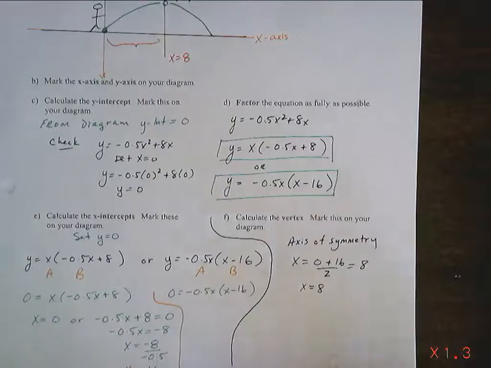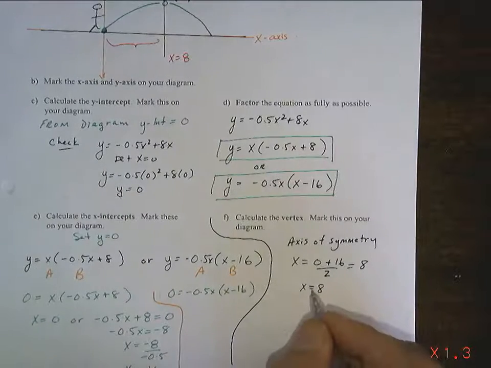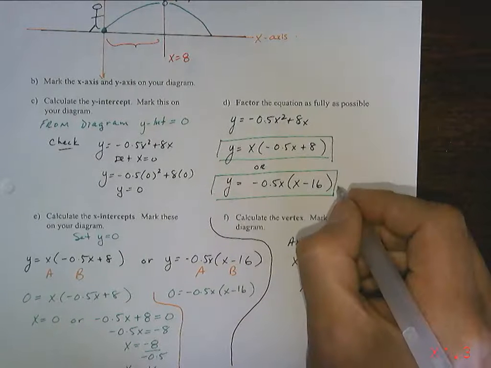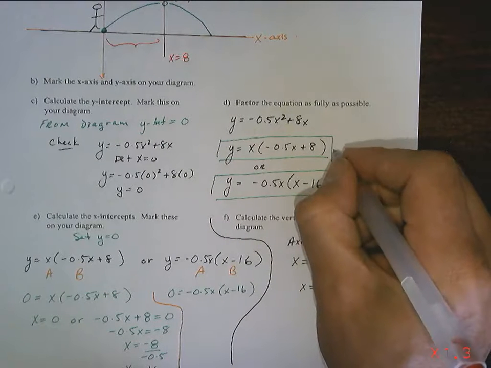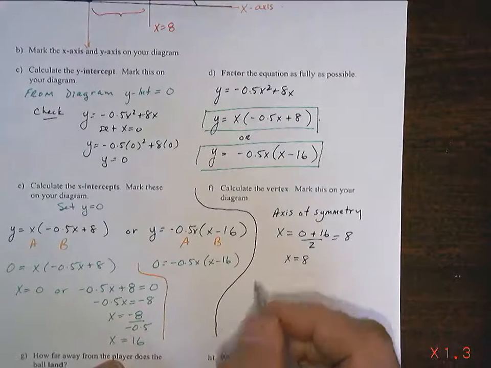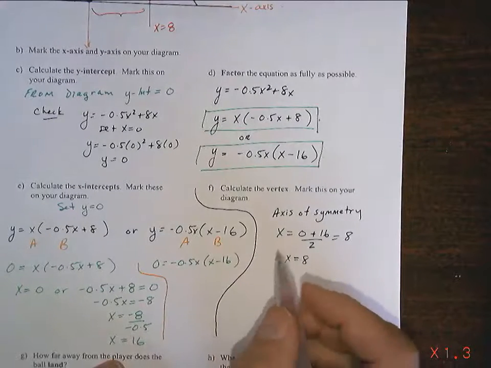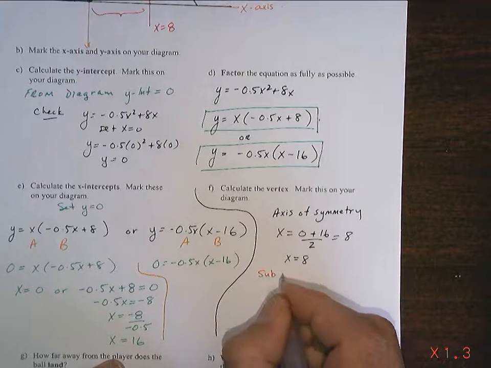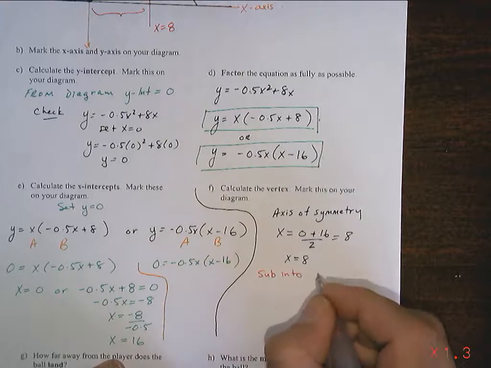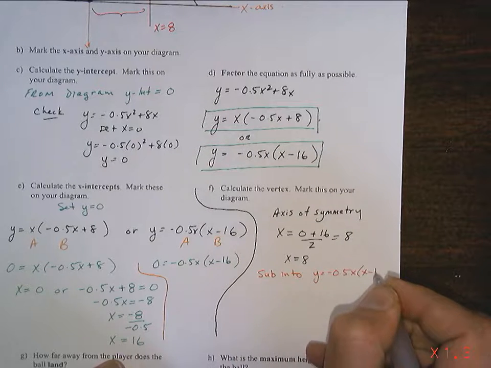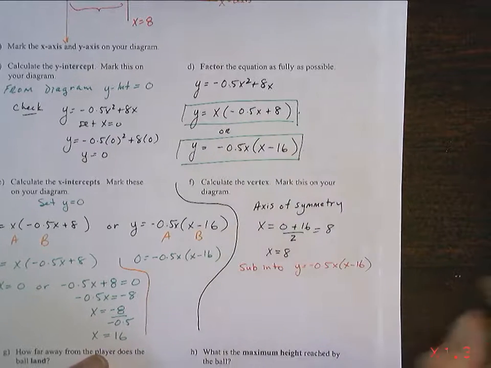To get that y value, I'm going to sub in x equals 8. Now this is neat. I can sub it in here, I can sub it in here, or I can sub it into the original equation. And it doesn't matter. So the easiest one, I think, might be to sub it into this one. So what I'm subbing in is x equals 8.